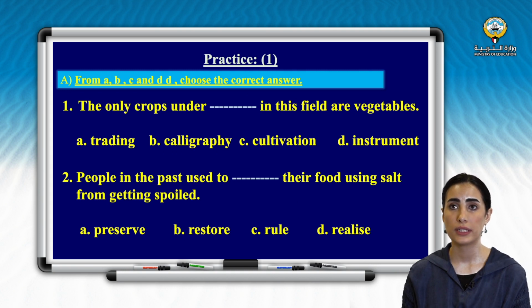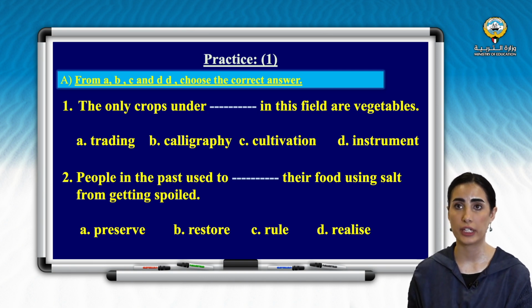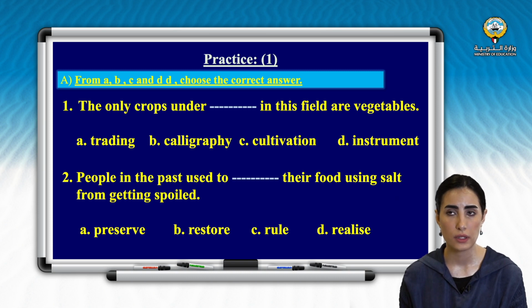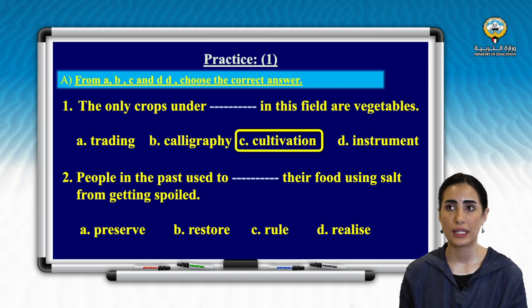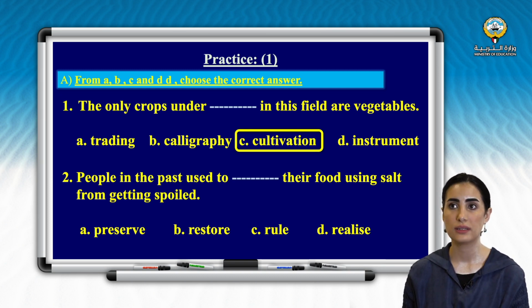Number 1, the only crops under in this field are vegetables. Is it A, trading, B, calligraphy, C, cultivation, or D, instrument? So we have the keyword here that is crops. So we would guess. Good job. It's C, cultivation. The only crops under cultivation, it's C.